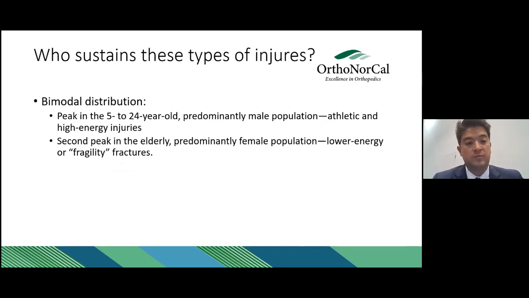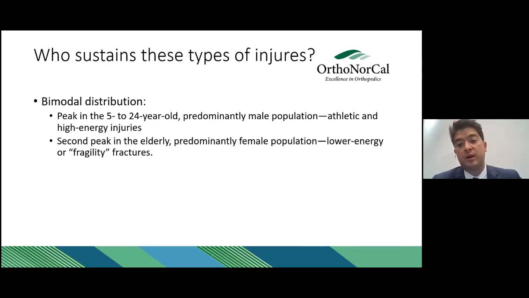There's one peak in the 5 to 24-year-old range. These are usually male dominant, usually athletes, with high energy injuries such as motor vehicle accidents or playing sports, skateboarding, and so on.